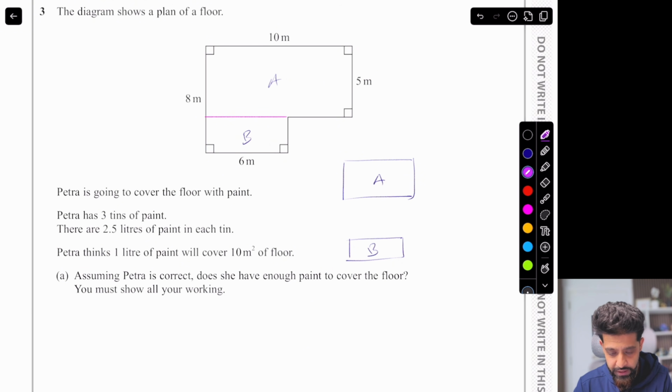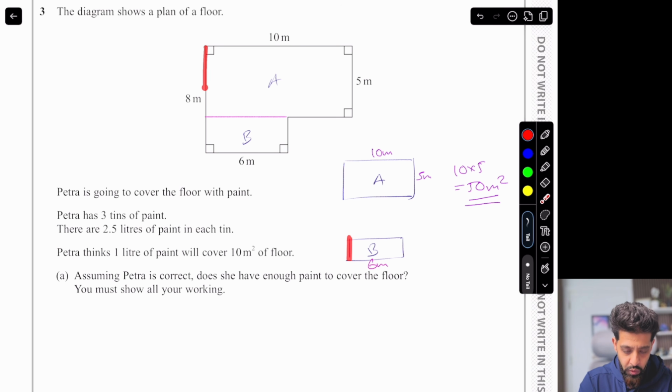For shape A, I have 10 meters on the top here, and this is 5. Okay, so that's 5 meters there. That's 10 times by 5. That is 50 meters squared. And for shape B, I have 6 meters along here. And this I don't have right now.